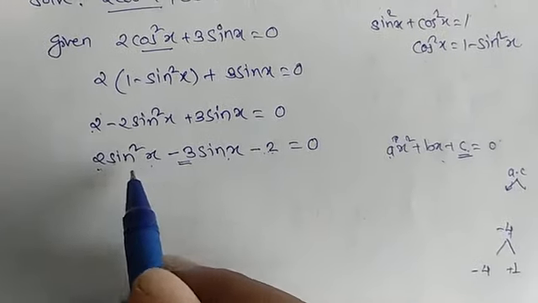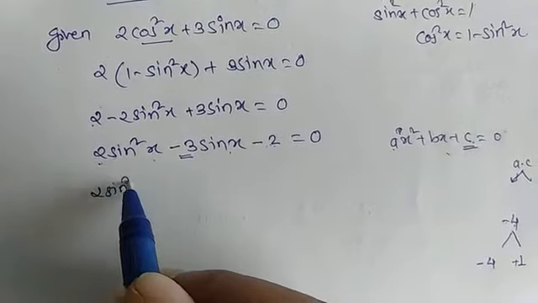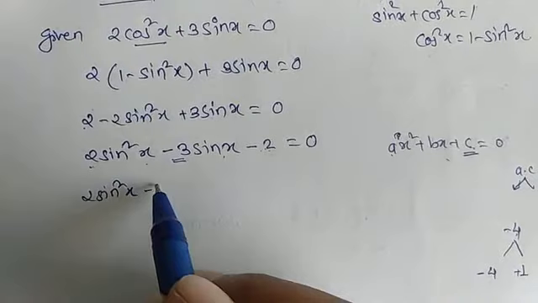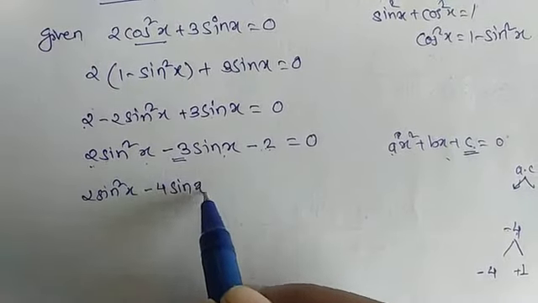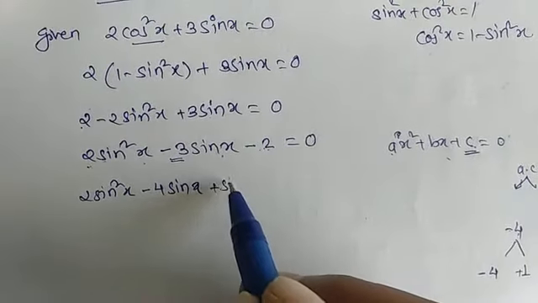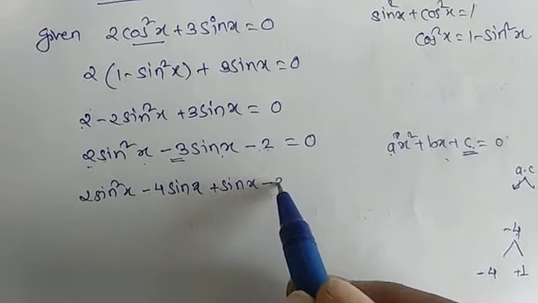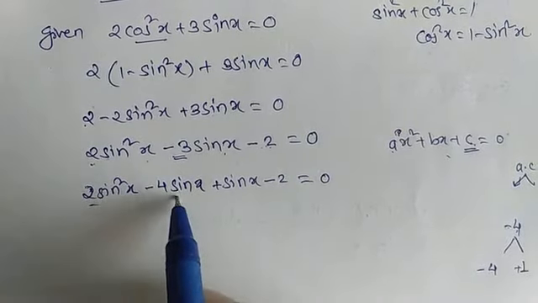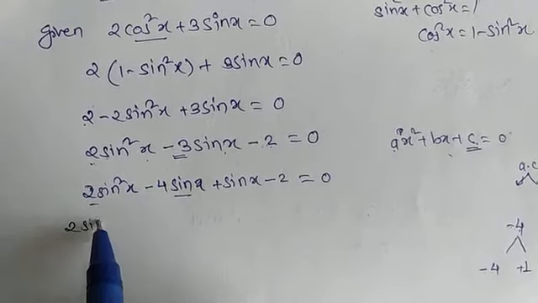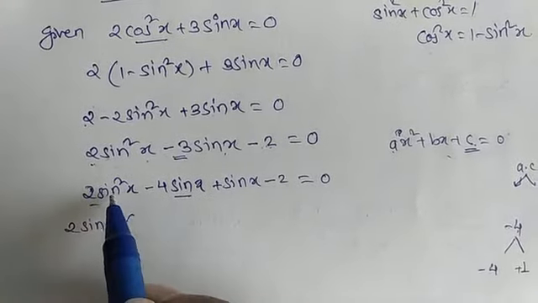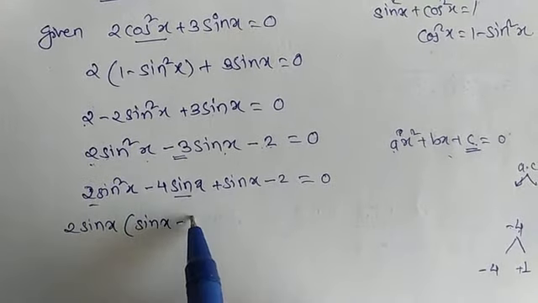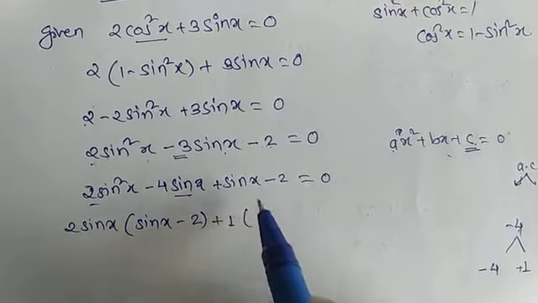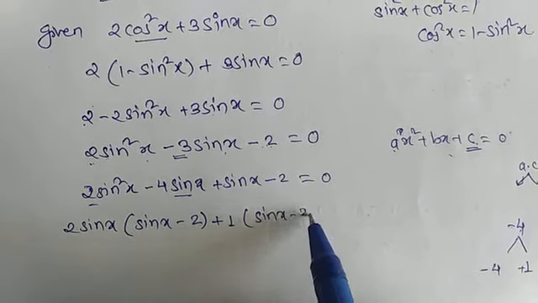So it can be written as 2 sin²x. Here −4 and 1 are factors, so take −4 sin x and +1 sin x − 2 equal to 0. Now here, taking common, 2 sin x can be taken common from the first two terms. So 2 sin x into bracket, here it remains sin x − 2, and from the second bracket take only 1 common, so it remains sin x − 2 equal to 0.